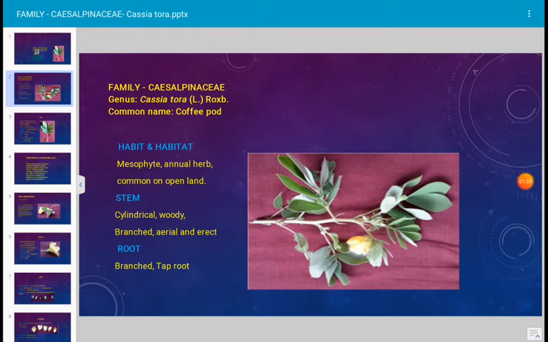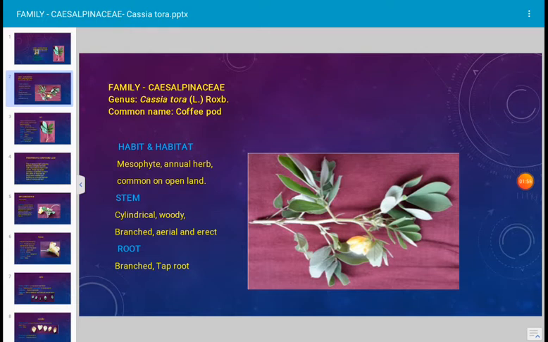And how is the habit and habitat? Habit, it is a mesophyte plant, mesophytic, because it requires moderate amount of water. It is an annual herb. Every year it grows and it is also common in crop fields. Okay. How is the stem? Stem is cylindrical and woody at basal region but the upper branches are green, and aerial shoot is green and it is erect and branched.